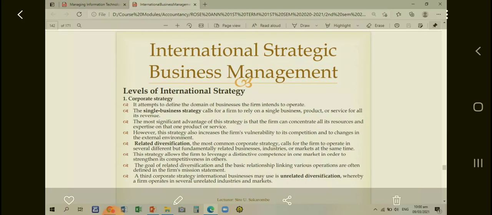Next, level of international strategy. Corporate strategy attempts to define the domain of business the firm intends to operate. A corporate strategy entails a clearly defined long-term vision that organizations set, seeking to create corporate value and motivate the workforce to implement the proper actions to achieve customer satisfaction.